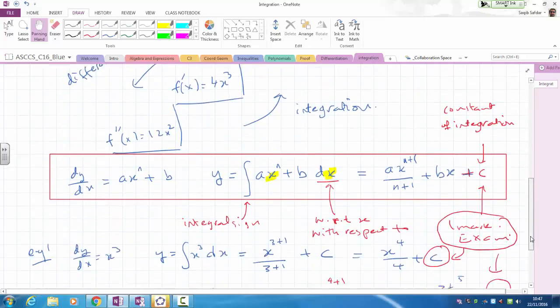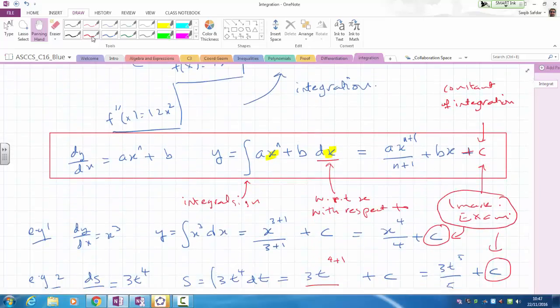Now the bx part. One way you can think about it is that next to this b, you've got x to the naught. And so when you raise the power by 1, it becomes x to the 1 divided by 1. That's one way you can look at it. But basically, when you're integrating a constant, it becomes the constant times x, because of the reverse process.